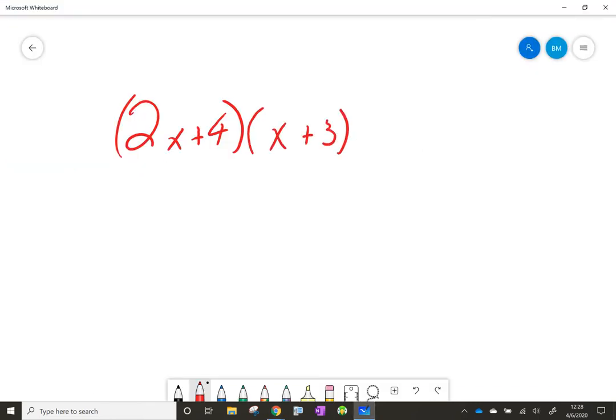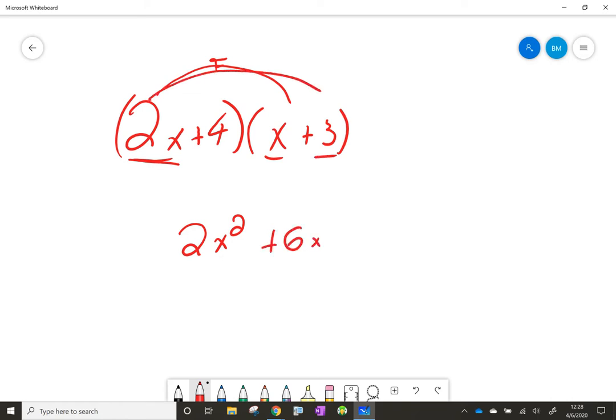Now, when you multiply these together, you FOIL. So we're going to do first term times first term. So 2x times x would be 2x squared. Then outer terms, so 2x and 3. 2x times 3 is 6x, so that's plus 6x. Then inner terms, so 4 and x. 4 times x is 4x. And then last term, that's 4 times 3. That is 12.